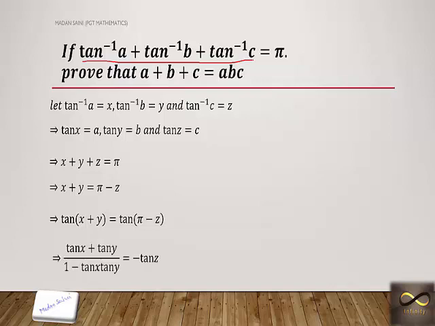Using the formula tan of x plus y is equal to tan x plus tan y upon 1 minus tan x tan y, and tan of pi minus theta is minus tan theta, we have this expression. Substituting the values of tan x, tan y, and tan z as A, B, C respectively, we will have this expression. Cross multiplication and simplifying, collecting terms, we have A plus B plus C is equal to A B C. Hence we are done.